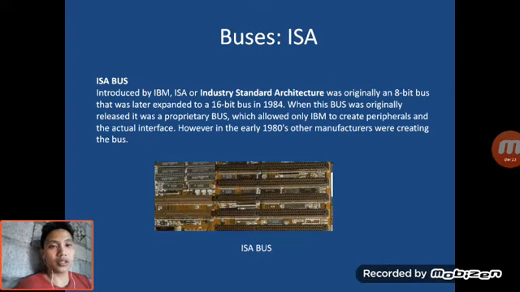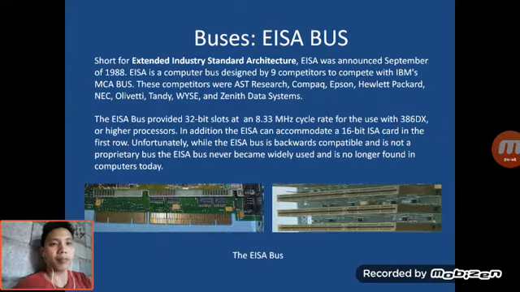Now we're down to buses. The first bus is the ISA bus. Introduced by IBM, ISA, or Industry Standard Architecture, was originally an 8-bit bus that was later expanded to a 16-bit bus in 1984. When this bus was originally released, it was a proprietary bus, which allowed only IBM to create peripherals and actual interface. However, in the early 1980s, other manufacturers were creating the bus.